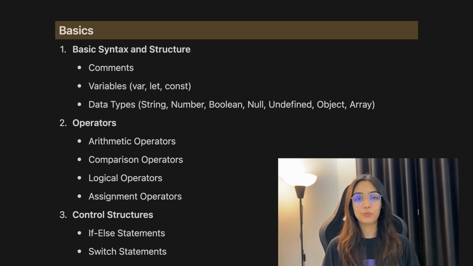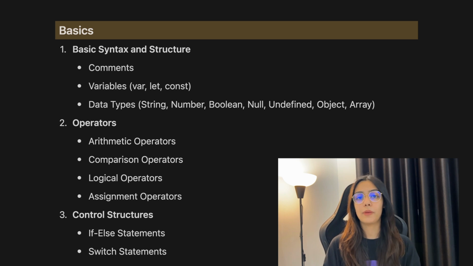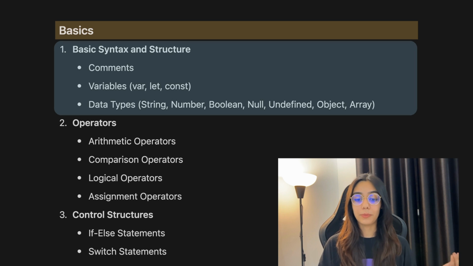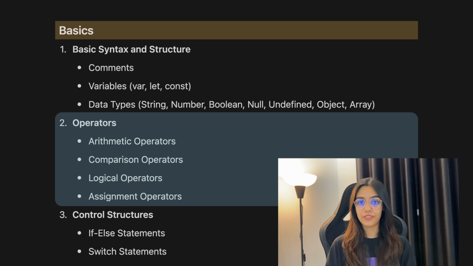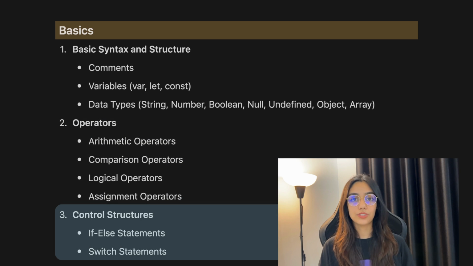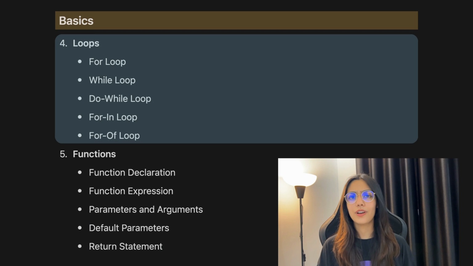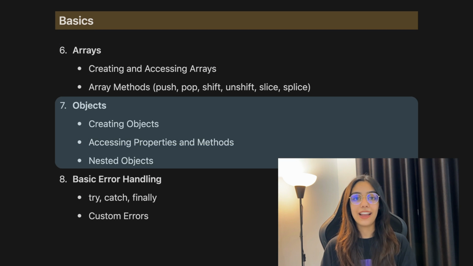If you're completely new to programming, then maybe none of it will make sense to you. But if you already know a programming language, this will be fairly easy for you to understand. So starting with the basic syntax and structure, then you have the different operators available to you in JavaScript, along with the different control structures, which are your if-else statements and your switch statements. Then you also have loops and functions, as well as arrays, objects, and errors.